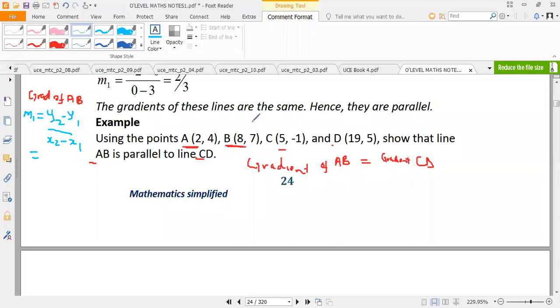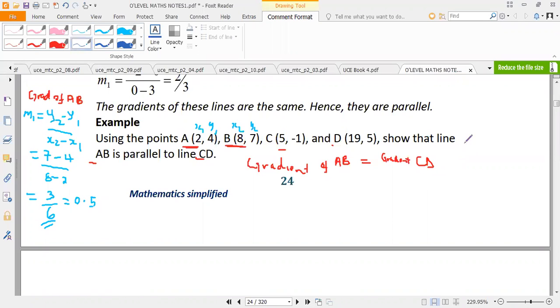We can consider this to be Y2 and this to be X2, then this to be Y1 and this to be X1. So this will be given by 7 minus 4 divided by 8 minus 2. 7 minus 4 gives us 3, and 8 minus 2 gives us 6. So the gradient of this is 3 out of 6, or in decimal form, it's 0.5, or if you reduce 3 out of 6, you get a half.